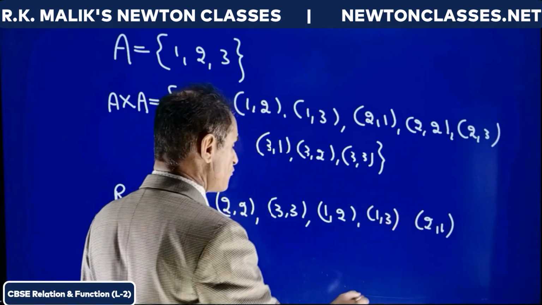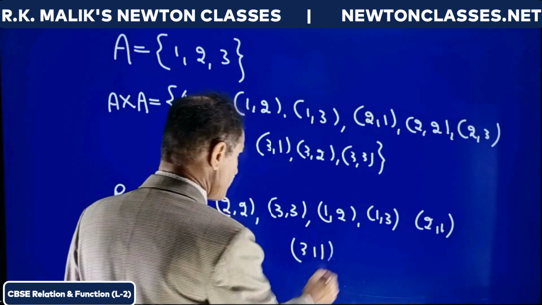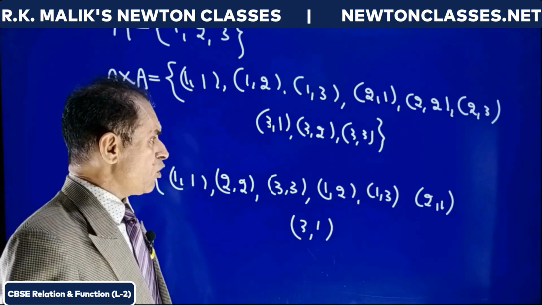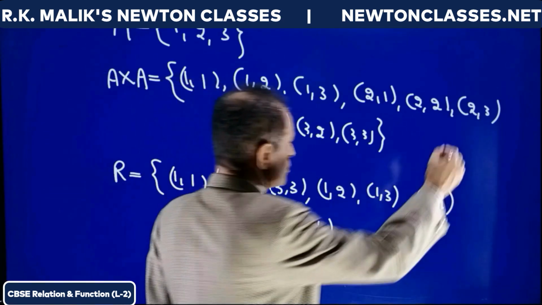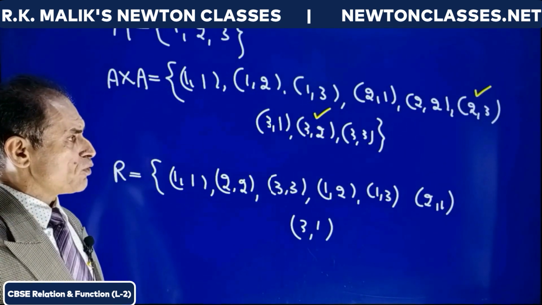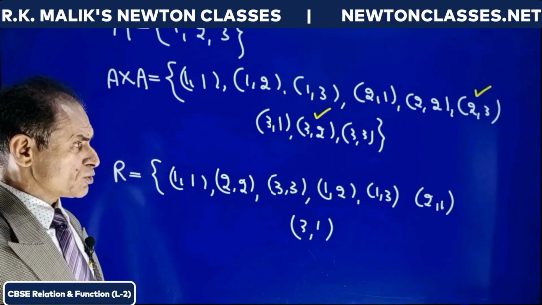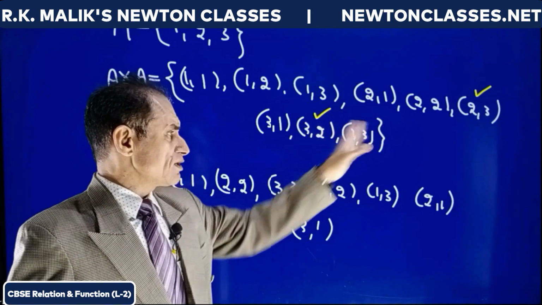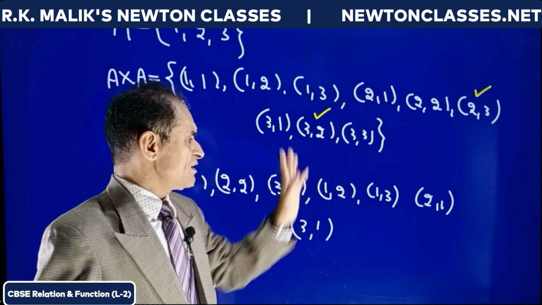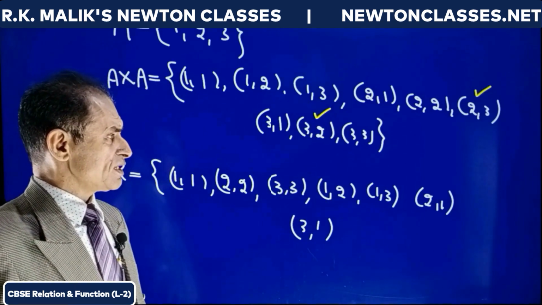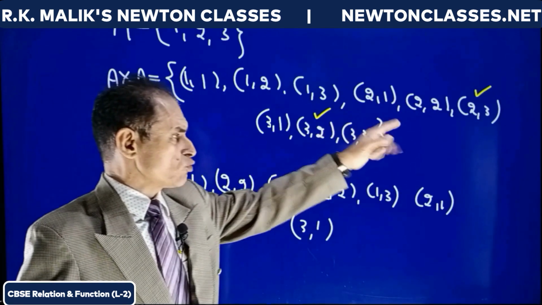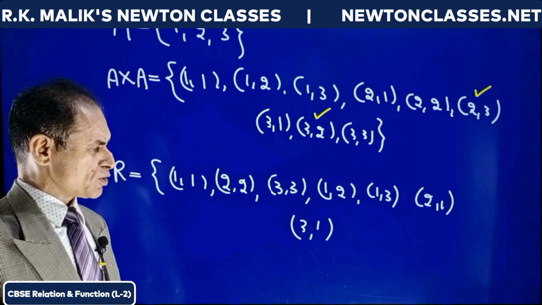Once I have included (1,3), (3,1) will have to be included. And after we have included these two, you only have to decide about (2,3) and (3,2). Now 4 possibilities arise. One possibility, I don't include any of them. Second possibility is I include this and don't include this. Third possibility is I include this and don't include this. And fourth possibility is I include both of them. I will be discussing each possibility one by one.